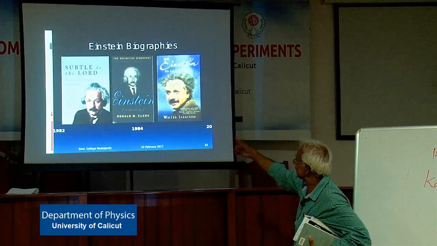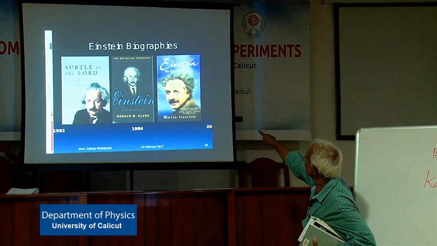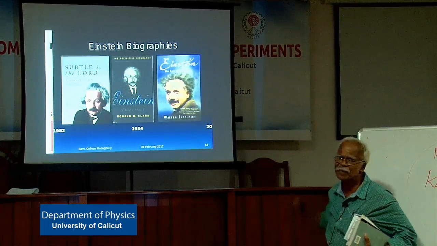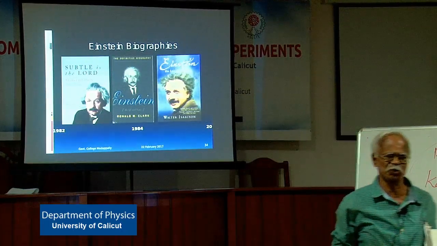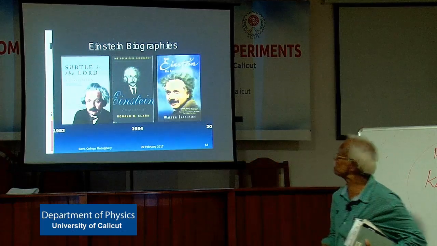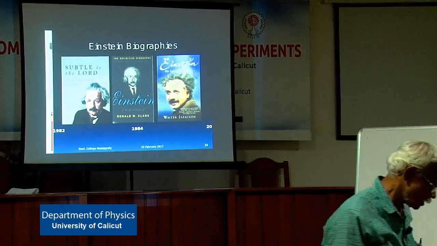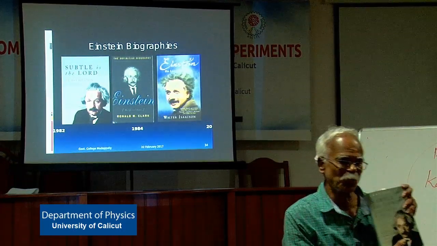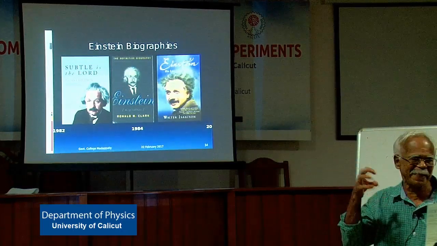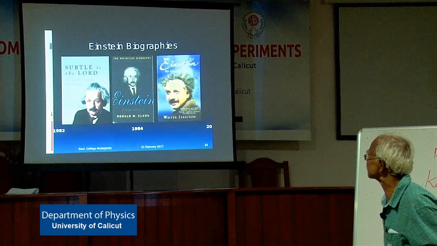That is the old biography of Einstein by Ronald Clark. It's a very beautiful book. Then this is the latest one, Einstein: His Life and Universe by Walter Isaacson. I feel everybody should read it. It's so enjoyable, a fantastic biography. Subtle is the Lord is the scientific biography of Einstein, written by Abraham Pais. It has a biblical connotation about the deeper, philosophical meaning.